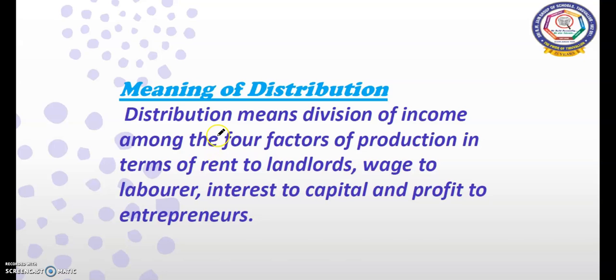Now, meaning of distribution. Distribution means division of income among the four factors which are involved in the production process, in terms of rent to landlords, wage paid to the laborers, interest to capital and profit to entrepreneurs.